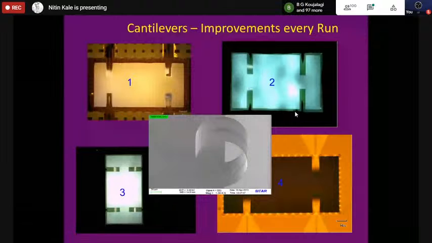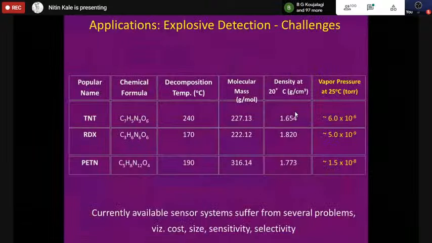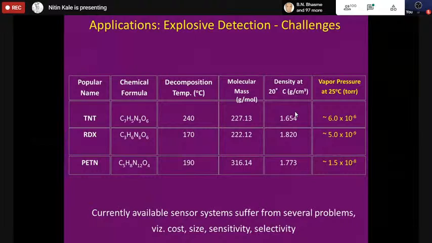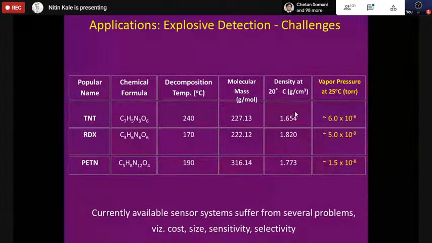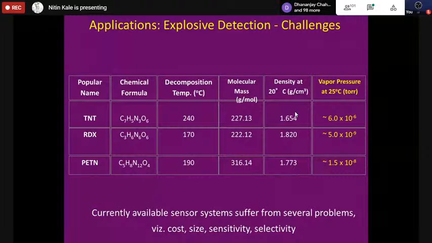Okay, now the applications. We had two applications in mind. The first application was to use it as an explosives detector. The idea is something like this: explosives have a very low vapor pressure, so you cannot smell them.